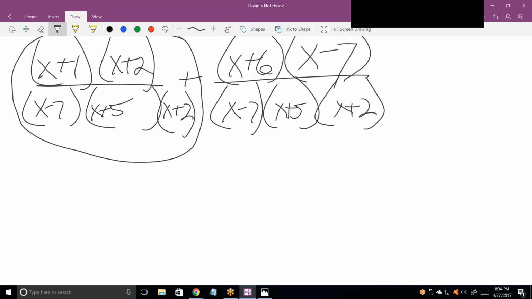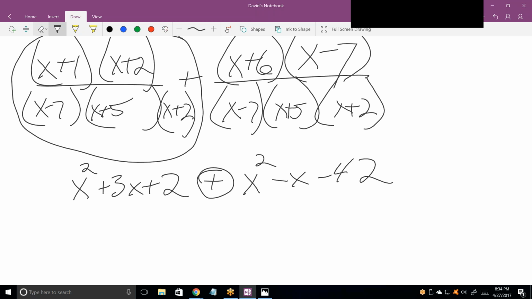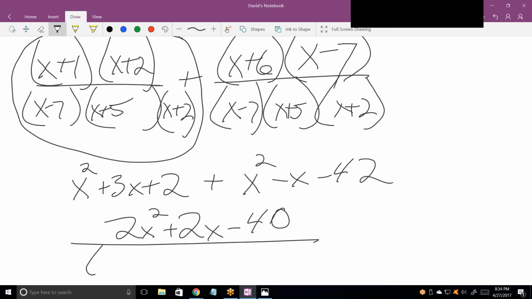So the top left, multiply those two. What do you get? X squared plus 3x plus 2. Top right. Because there's a plus sign there, I don't need parentheses. X squared minus x minus 42. Now, combine everything. In the numerator, what do you get? 2x squared plus 2x minus 40. We still have this common denominator, which I definitely do not want to multiply together. I want to leave it factored.